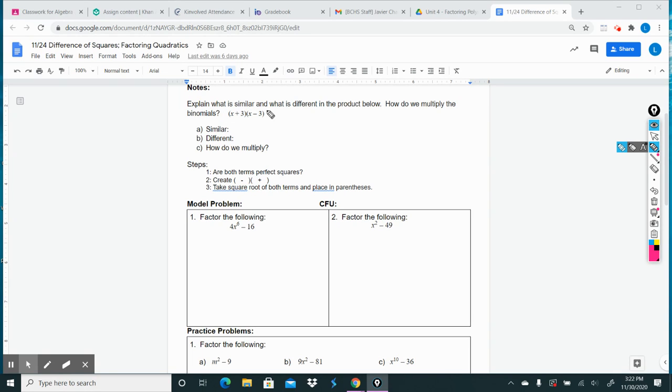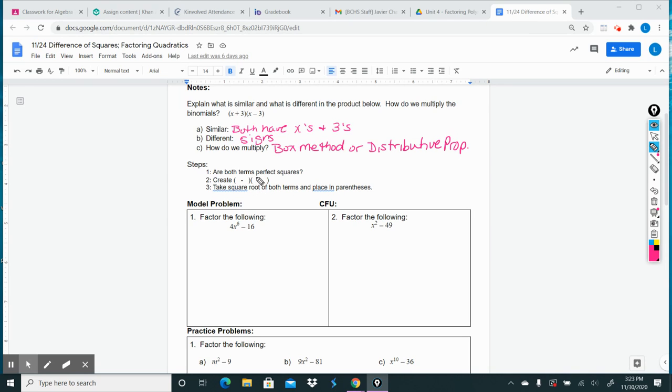Here are your notes. Explain what is similar and what is different in the product below. How do we multiply the binomials? What is similar? They both have x's and 3's, all right? That's what they both have. What is different is the signs. One's negative and one's positive. How do we multiply? Well, remember that we can use the box method or distributive property.